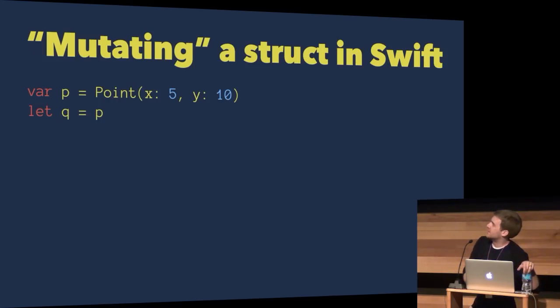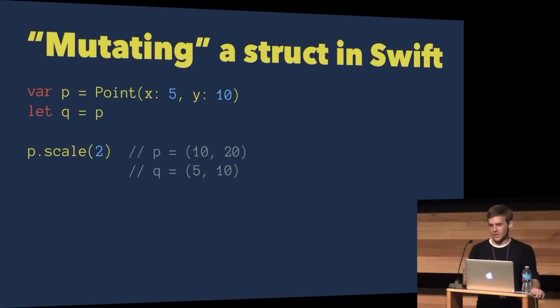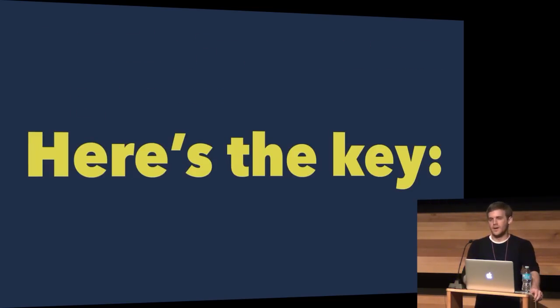So let's change this slightly, and let's use a constant, a read-only variable, before continuing. So we have Q now, which can't be written to. As we'd expect, Q retains the original value while P has been scaled, if we call the scale function. And there's nothing particularly remarkable about this so far, right? Like, I haven't proved that value types are immutable in Swift. In fact, it seems to contradict that entirely.